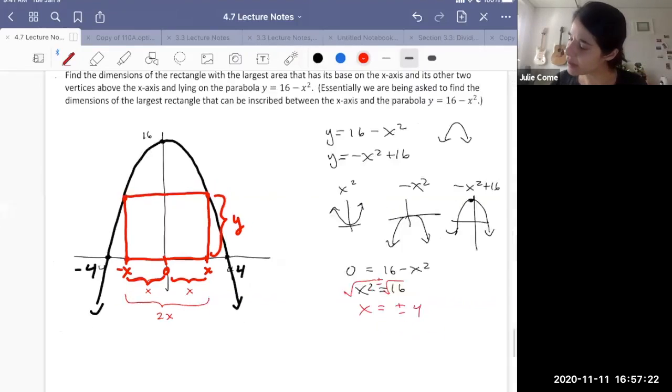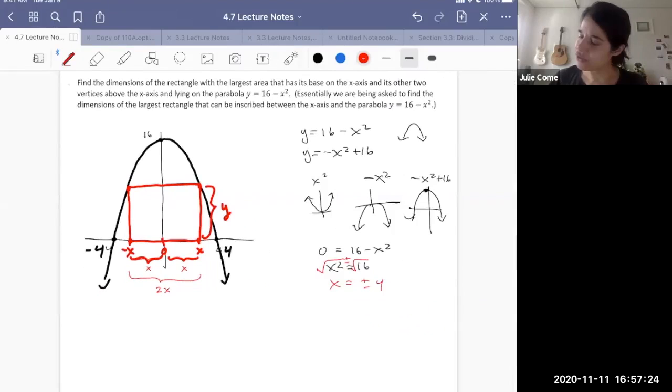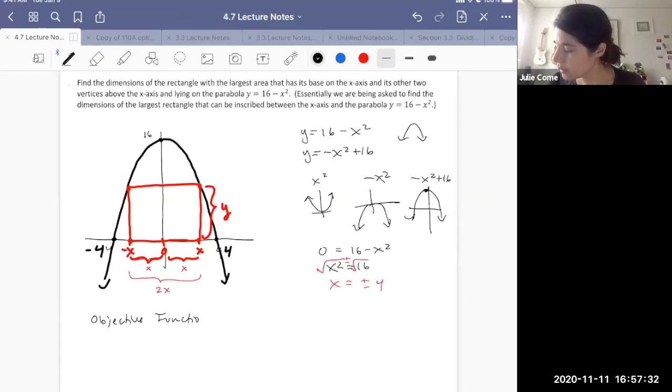And if I think about this now, what's my objective function? Well, what's the thing I'm trying to maximize or minimize? In our case, we're trying to maximize the area of our rectangle. So the thing I want to maximize is area.